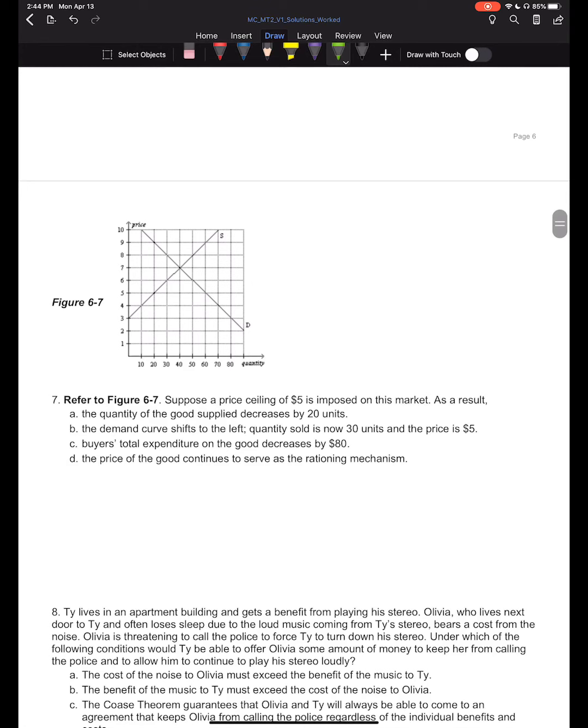Moving on to question 7, suppose a price ceiling of $5 is imposed on this market. So let's go ahead and put that price ceiling in there. The first thing that we should do, even before we look at the answers provided, is see if this is going to bind or not. Whenever a price ceiling is below equilibrium, it's binding. So we know that it's binding.